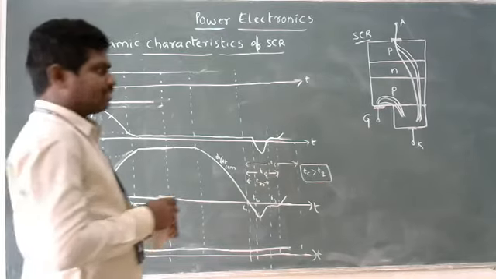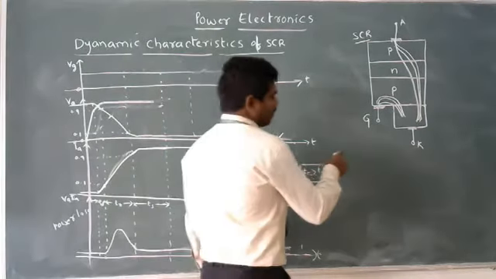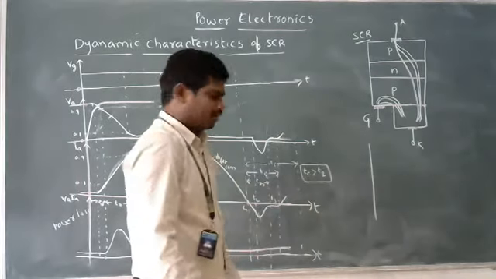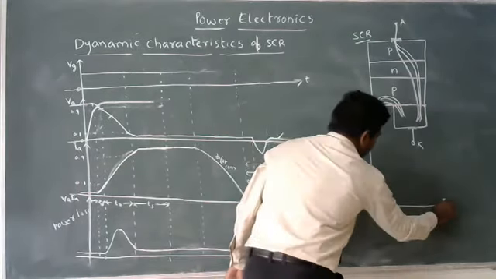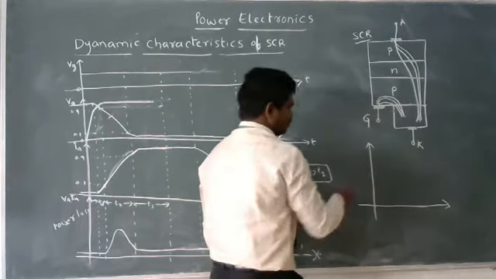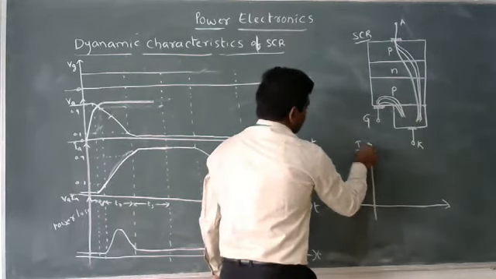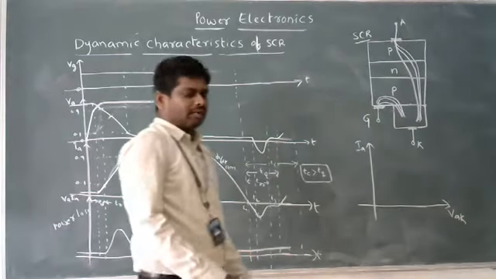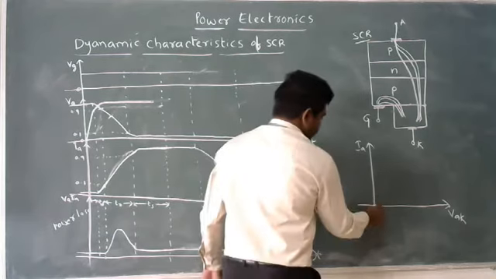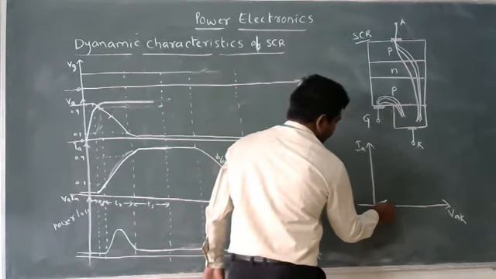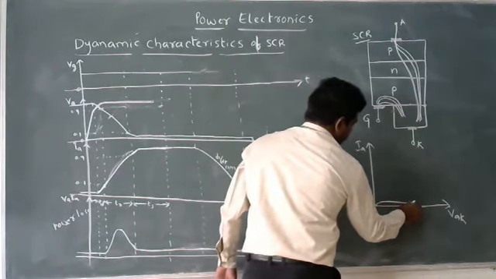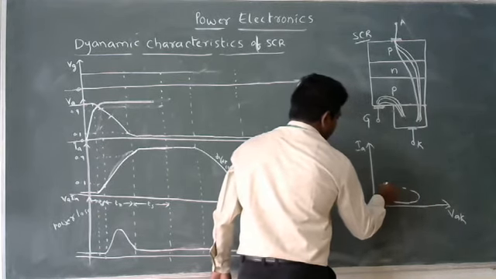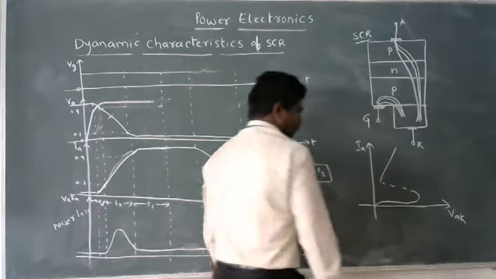Static characteristics means VI characteristics of SCR. We already saw that. I will just draw it once again. Here, look at this. This is our anode current. This is the voltage applied across the anode and cathode. So after applying the anode voltage across the device, we are getting characteristics like this for SCR.